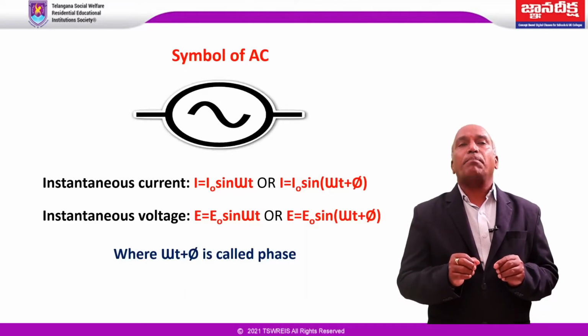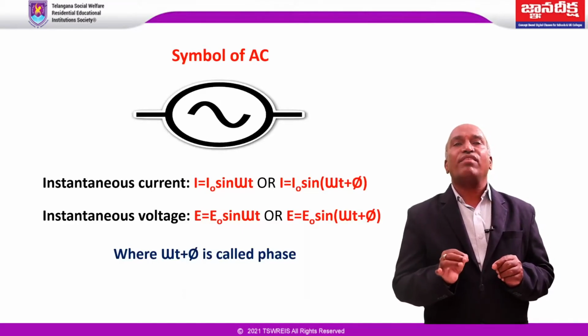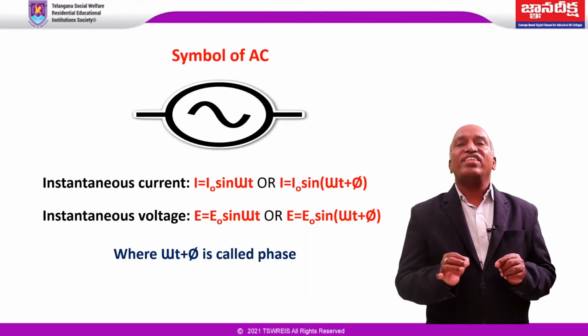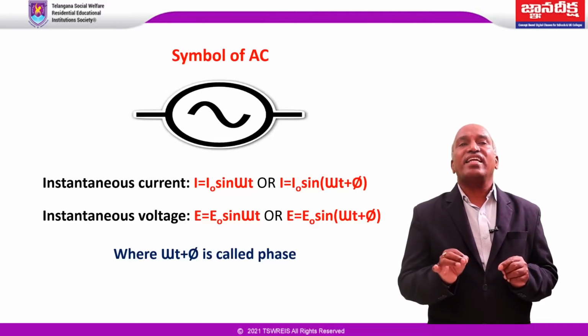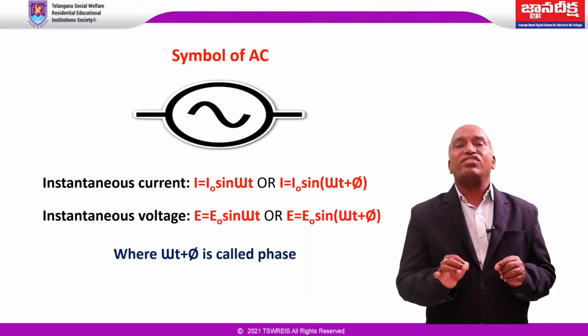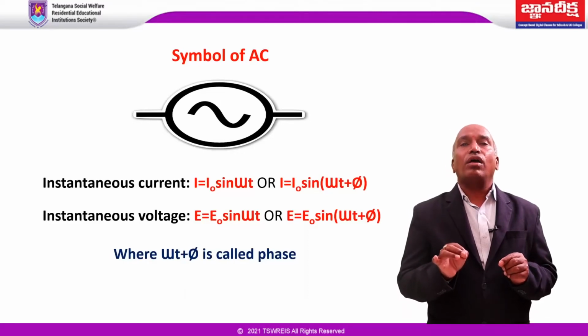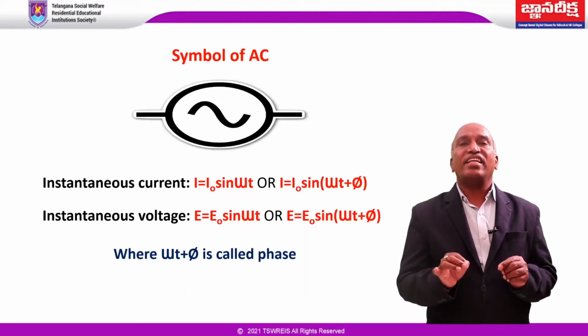Instantaneous current is represented by capital I. I is equal to I naught sine omega t, or I is equal to I naught sine of omega t plus phi. In the same way, instantaneous voltage is represented by capital E. E is equal to E naught sine omega t, or E is equal to E naught sine of omega t plus phi. In this equation, omega t plus phi is called the phase.